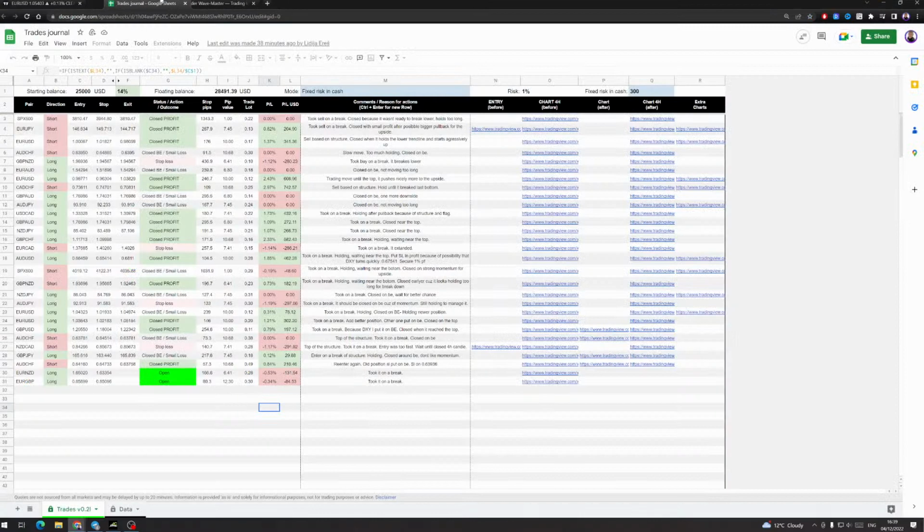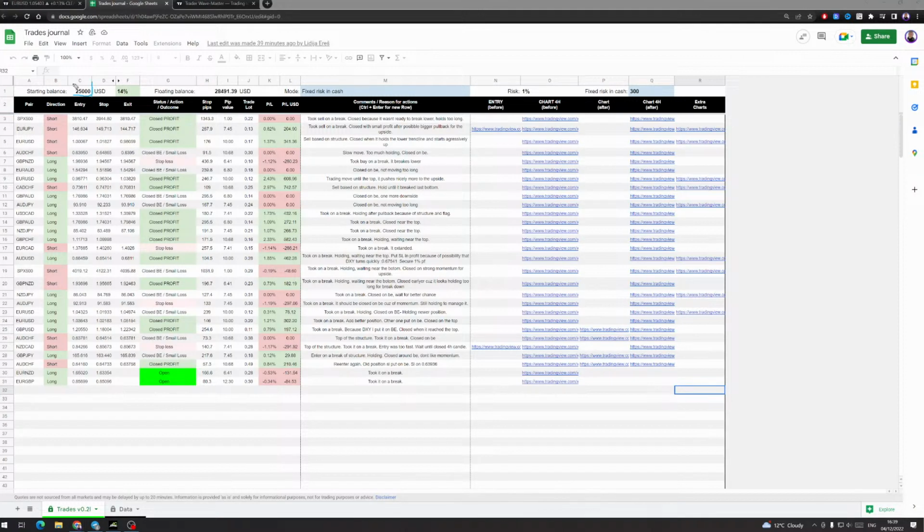Here it is. That's what we've been trading. These were our trades, and the starting balance was 25k. That was the starting balance on the 1st of November. Now we are up 40%. Okay, 40% profit in 1 month. I think this is very nice.